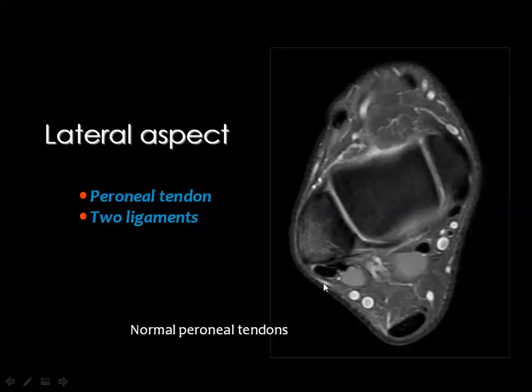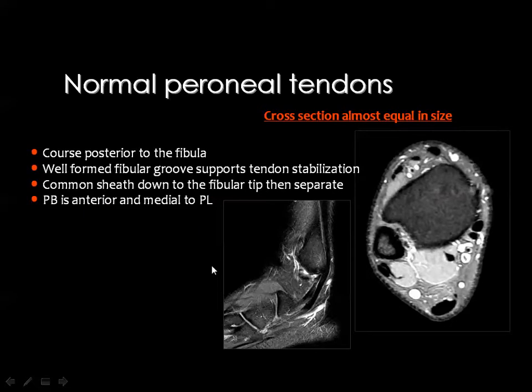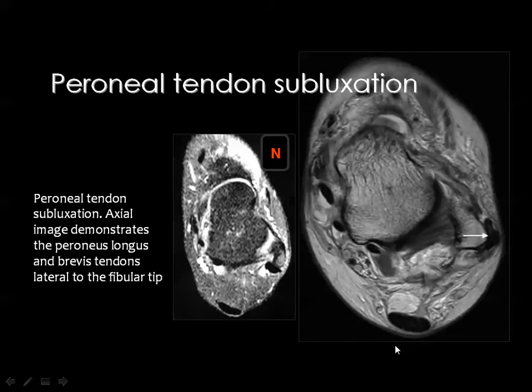If they are present behind each other, then the anterior one will be the brevis and the posterior one will be the longus. And these are the peroneal tendons which are located posterior to the fibula. The anterior and the medial one is the brevis. The posterior and superficial one is the longus. Both tendons have almost similar cross-sectional caliber.